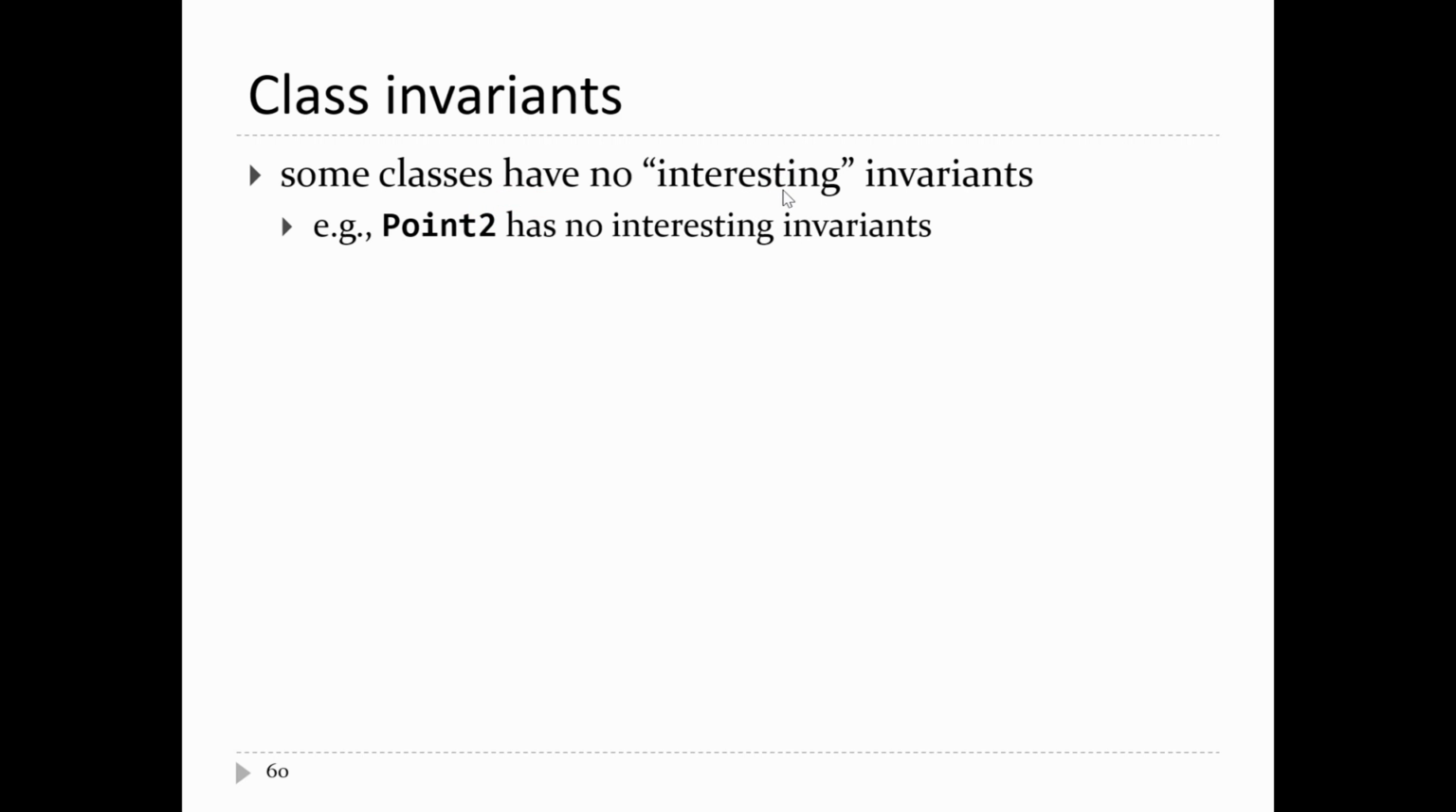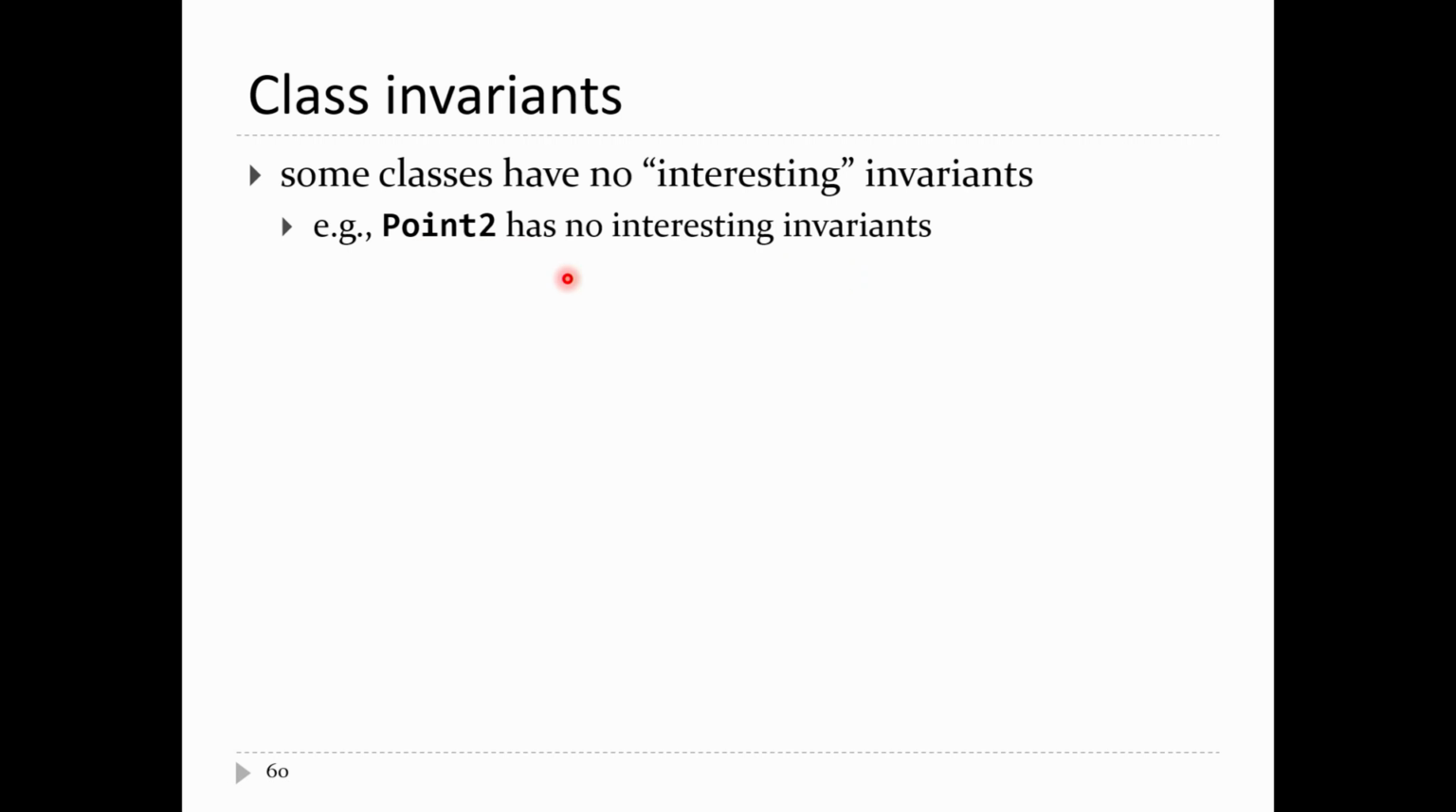Many classes have no interesting invariants. For example, Point2 does not have any interesting invariants. So what does Point2 promise about its x and y coordinates? Well, nothing. I ask this question on a quiz: what are the Point2 invariants? You should say nothing. Sometimes a student will say the x and y coordinates are always double values. That's not really an invariant. That's just the way the class is implemented.